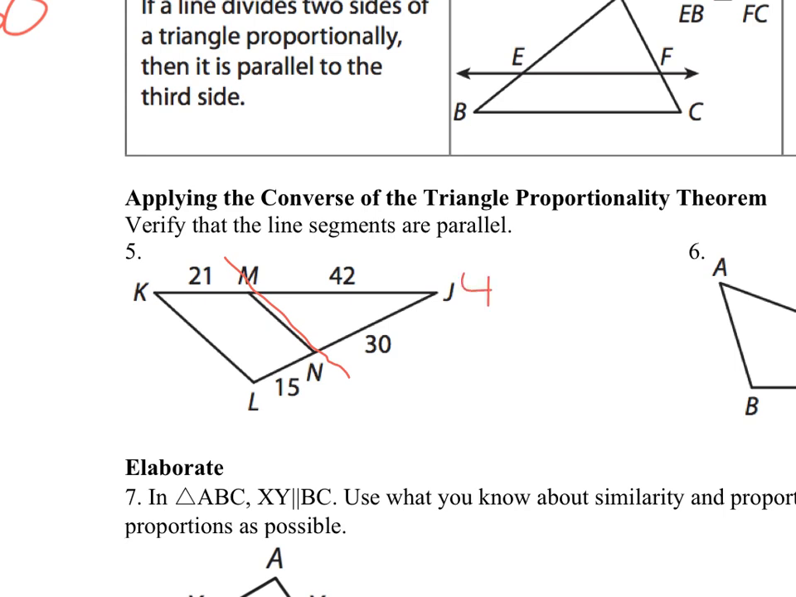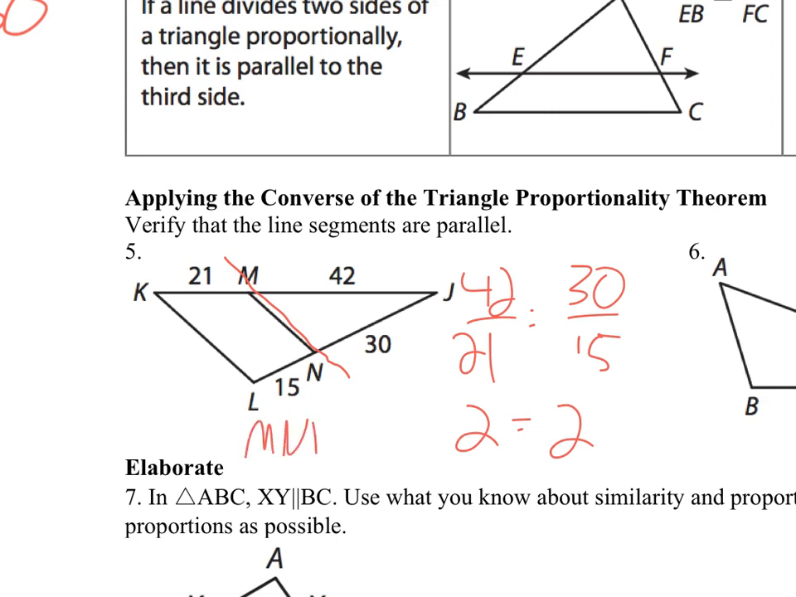So I'm going to write 42 is to 21 as 30 is to 15. Setting up the same proportion, but this time we don't have to solve. We're just going to simplify and check to see if that is a true statement or not. So 42 over 21 is 2. 30 over 15 is 2. 2 equals 2, so then we can state that MN is parallel to KL.